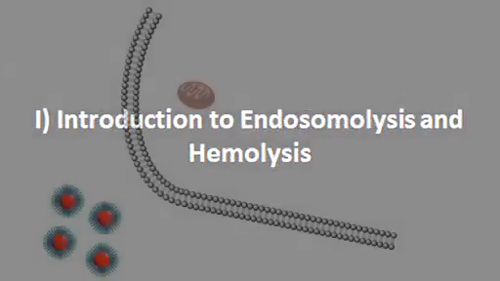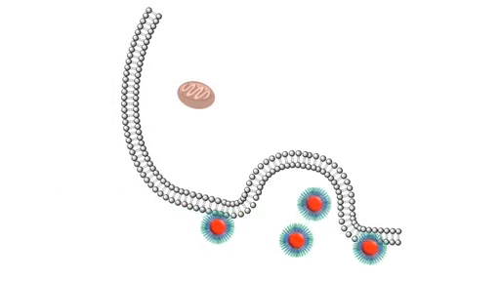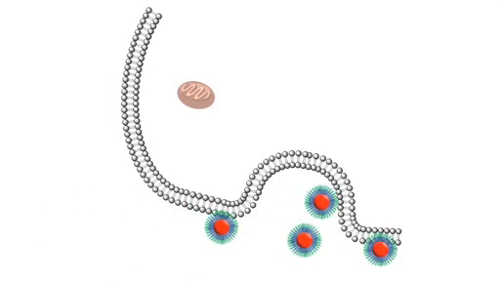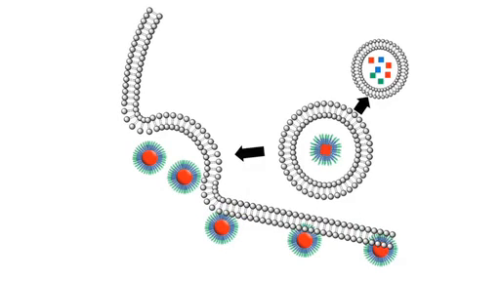First, a brief introduction to endosomolysis and hemolysis. Carriers of biologics are taken into endosomes by the cell through nonspecific or receptor-mediated endocytosis. Following endocytosis, the cargo is either degraded in lysosomes or trafficked for exocytosis back into the extracellular space, as shown.